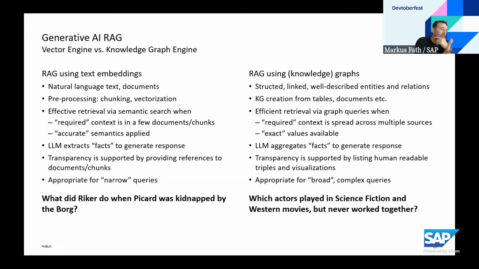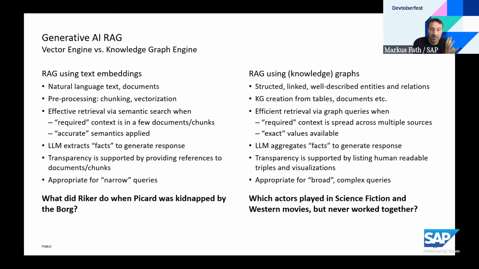As an example of which end-user queries might run very well using these text embeddings and these vector-based RAG approaches, think about: what did Riker do when Picard was kidnapped by the Borg? So it's obviously a question related to Star Trek. And you would retrieve a couple of TV episode descriptions that match semantically the query, and the large language model is capable of deriving that Riker started a rescue mission.